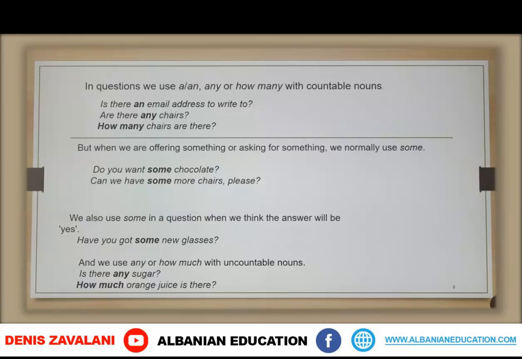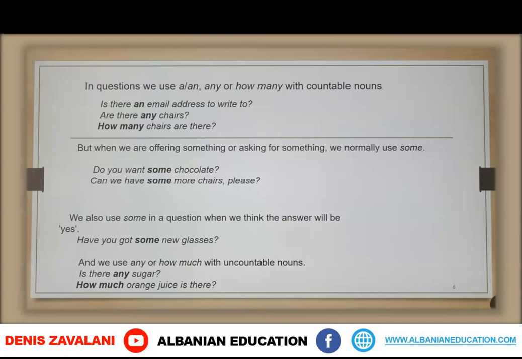So in questions, we use a, an, any, or how many with countable nouns. For example, is there an email address to write to? Are there any chairs? How many chairs are there? So as you can see, for countables in questions, we use a, an, any, and we use how many. But when we are offering something or asking for something, we normally use some.